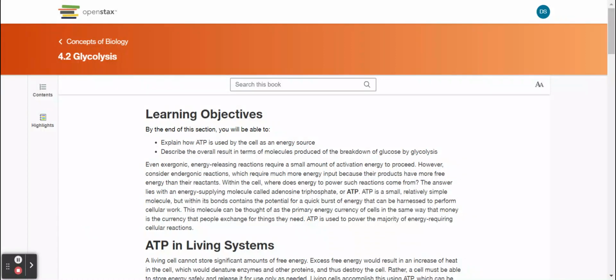Section 4.2 Glycolysis. By the end of this section, you will be able to explain how ATP is used by the cell as an energy source, and describe the overall result in terms of molecules produced of the breakdown of glucose by glycolysis.